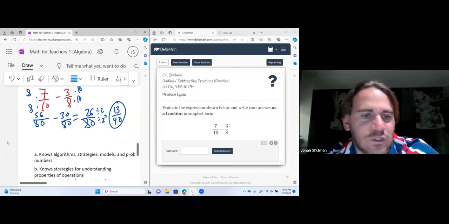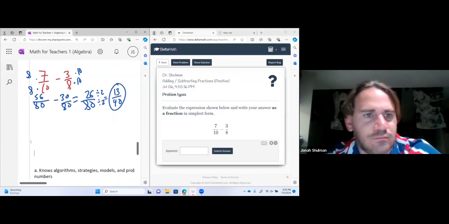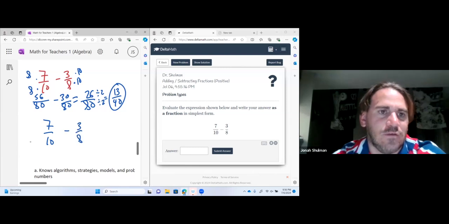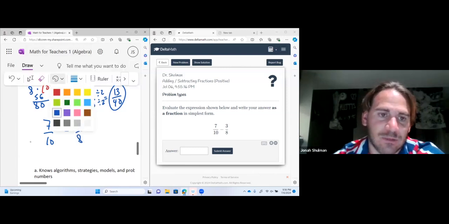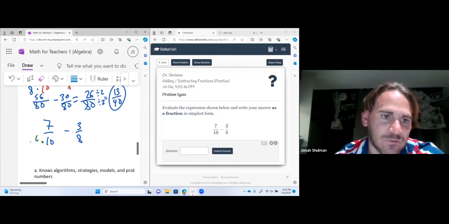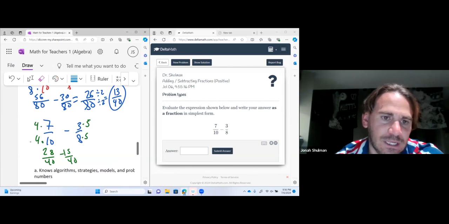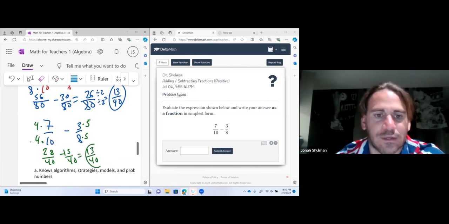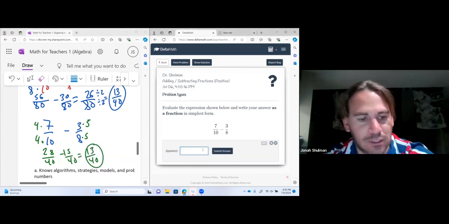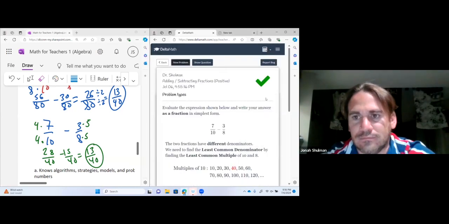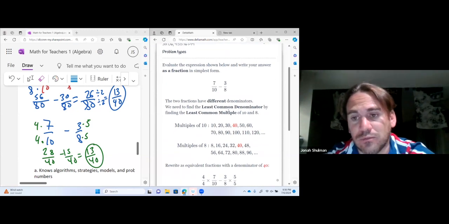Now, there's a faster way to do it because we have 7/10 minus 3/8. If you knew that their least common multiple was 40, this would be times 4, and this is times 5. It's really going to be 28 over 40 minus 15 over 40. Either way, we're left with 13 over 40. That's the best way to show it, in my opinion. So 13 divided by 40. We got it. Oh, so they did use least common multiples.